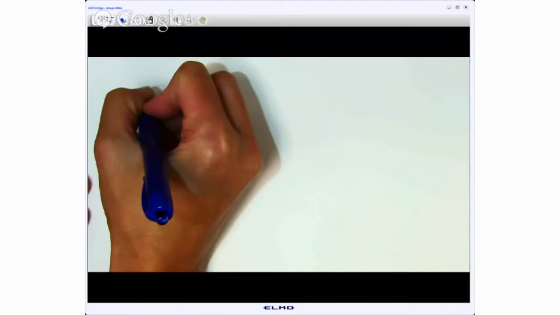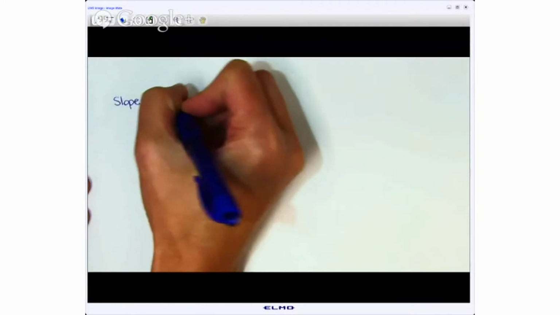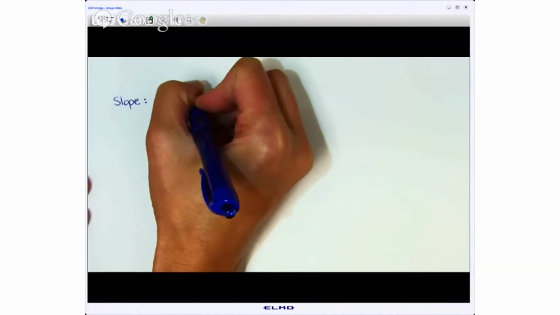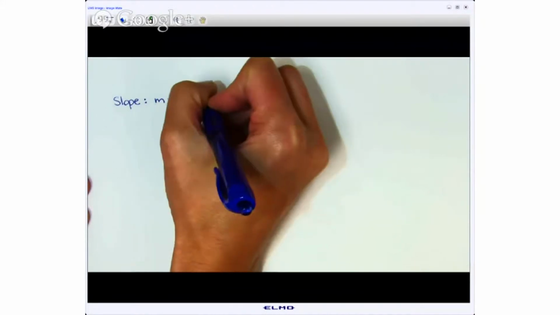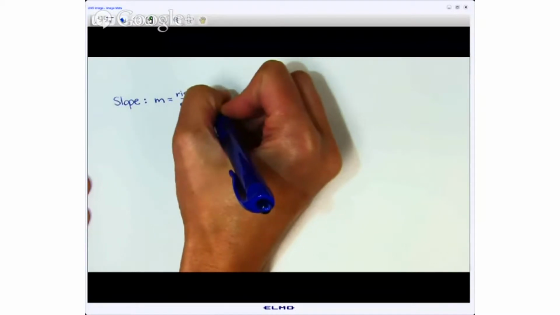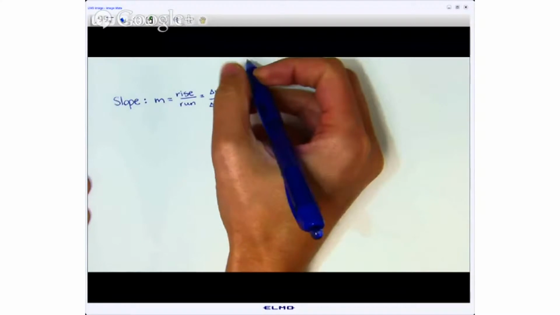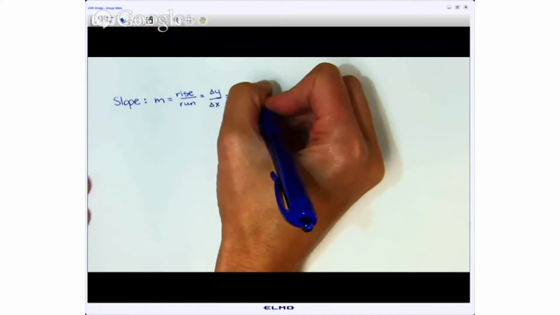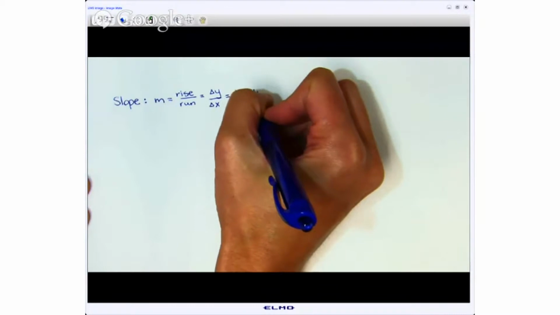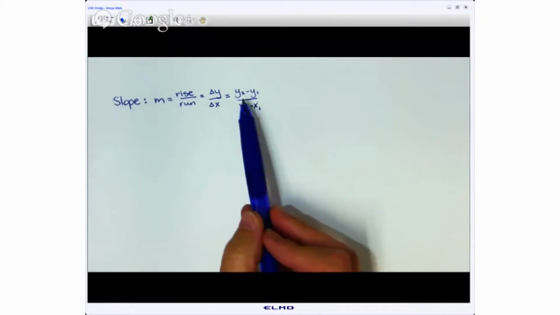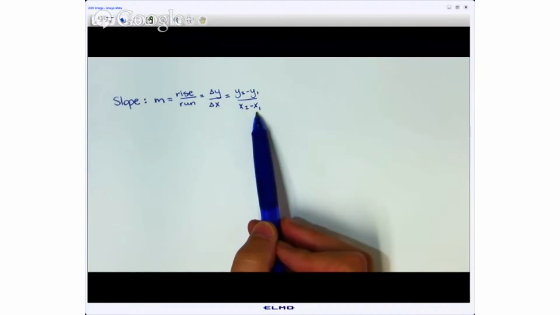And slope is recognized by most of you as m, and it's equal to rise over run, which is the same thing as the change in y over the change in x, or more importantly, it's also known as y2 minus y1 over x2 minus x1. If you're asked to calculate the slope, you'll be given 2 points, and you can use y2 and y1 and x2 and x1. Those are going to represent the x and y coordinates of the points that you're given. You would simply substitute in those values and then simplify to come up with the slope.